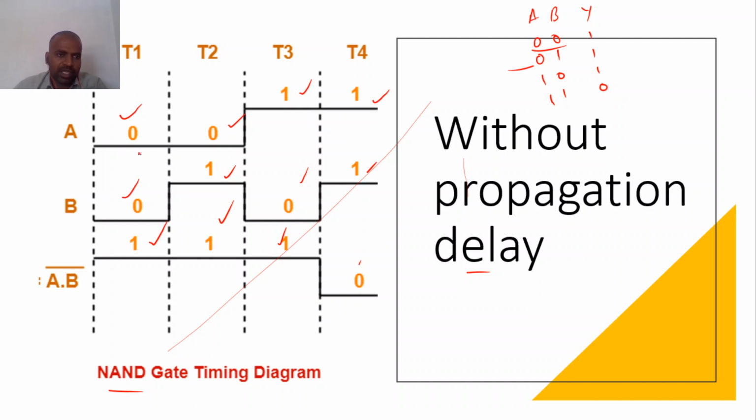So the level is very, very important. 0 means we need to represent it as a low level signal, and when it is 1 we need to change the level to 1. That is very, very important. Okay, so this is one of the examples for without propagation delay.